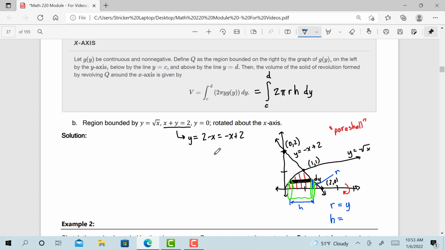And we know things need to be in terms of y, so if you look at the line here, that's the one on the right. The line is y equals negative x plus 2, but if we solve that for x, what would that be? That would be x equals 2 minus y. So we'd have 2 minus y minus the other curve, which if we solve that for x would be x equals y squared. So we'd be subtracting y squared. So we have 2 minus y minus y squared. That's our height.